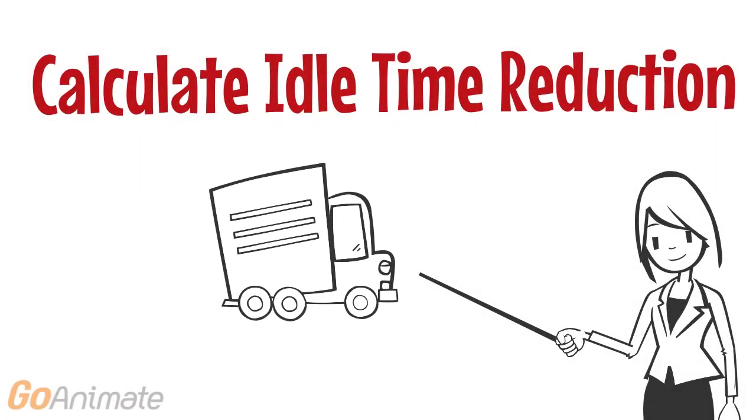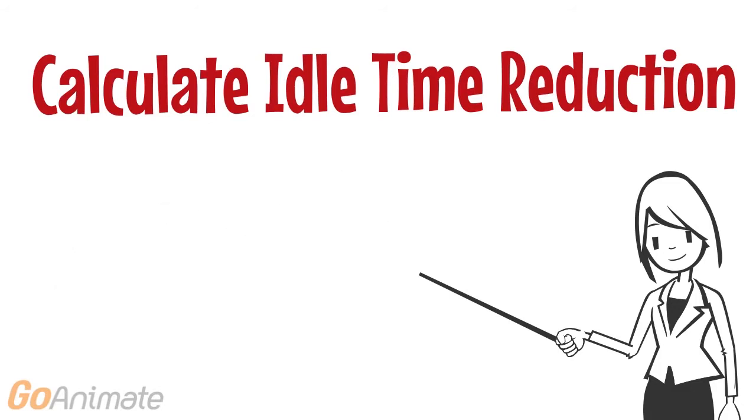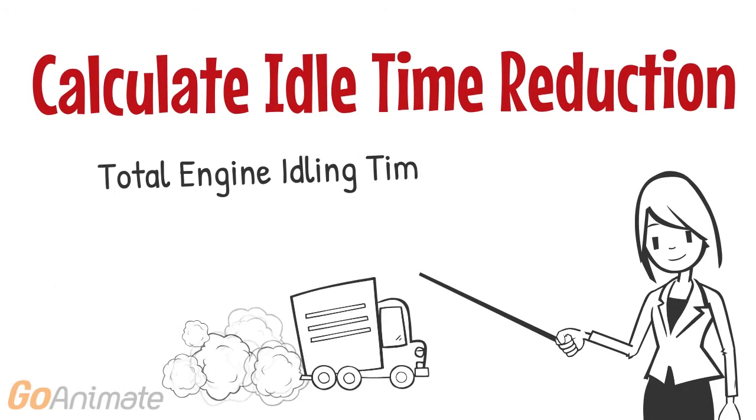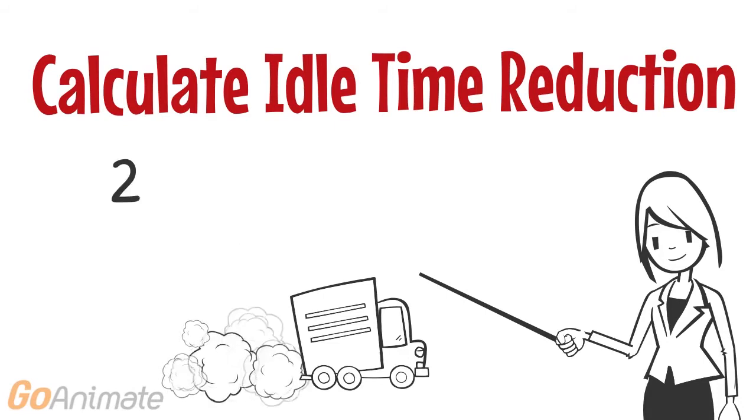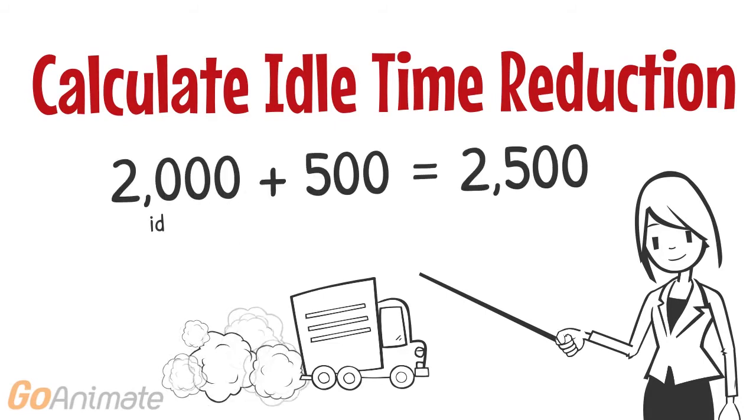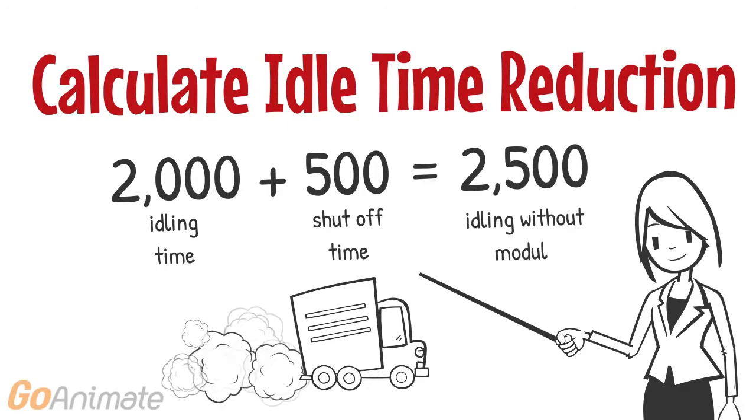Here's how to calculate your idle time reduction. For example, let's say the total engine idling time was 2,000 hours, how long the vehicle idled. Let's say the total idle shutoff time was 500 hours, how long the module prevented idling. If you add the two numbers, 2,000 plus 500, you would get 2,500, which is the number of hours the vehicle would have idled without the module.